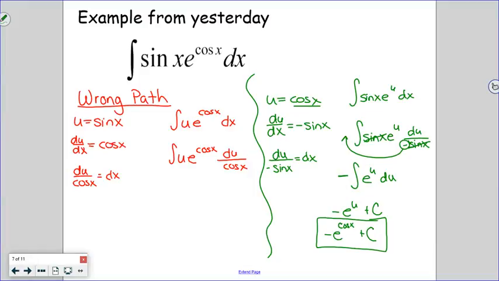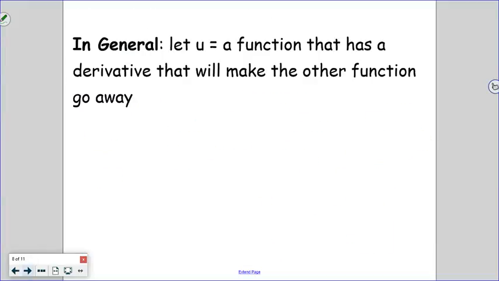Okay, so let's talk about now this general statement that I have here, which is very non-mathematical. This is just my thoughts on the board, things that you could do to, in general, help you think about what do we pick for u. Let u equal a function whose derivative will make the other function go away. If you can think that far ahead, that's a great way to pick u. So if you can see something up there that, if I took the derivative of that, matches the other function in there, that's a good choice of a function to pick. That's not always going to be the case, but that's definitely one to look for.